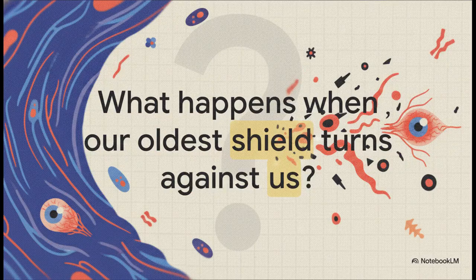Which leaves us with a pretty profound realization, doesn't it? Inflammation and the complement cascade represent our oldest, most highly evolved biological shield. It's an absolute masterpiece of cellular and chemical engineering that keeps us alive every single day. But maintaining that delicate, miraculous balance is absolutely everything. Because what happens when that shield turns against us?